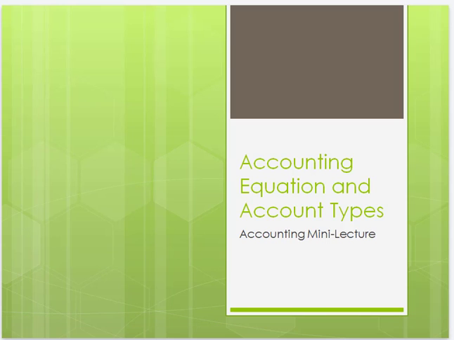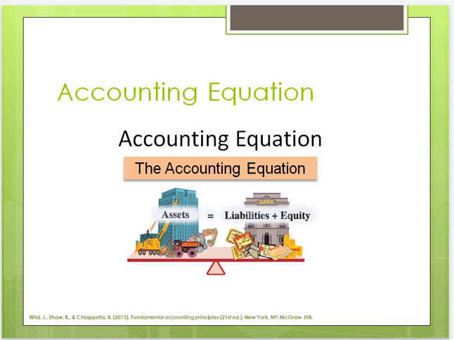This accounting mini lecture discusses the accounting equation and account types. The accounting equation simply states that assets equal liabilities plus equity. This accounting equation will always be true. In financial accounting, our balance sheet proves that the accounting equation will always be true. Our assets will always equal the sum of our liabilities and our equity.